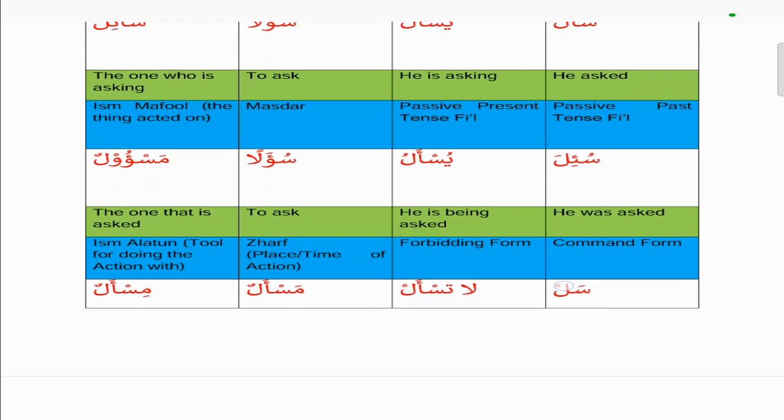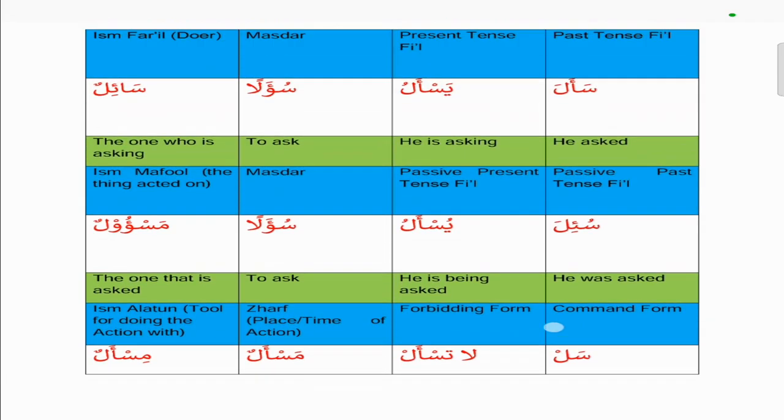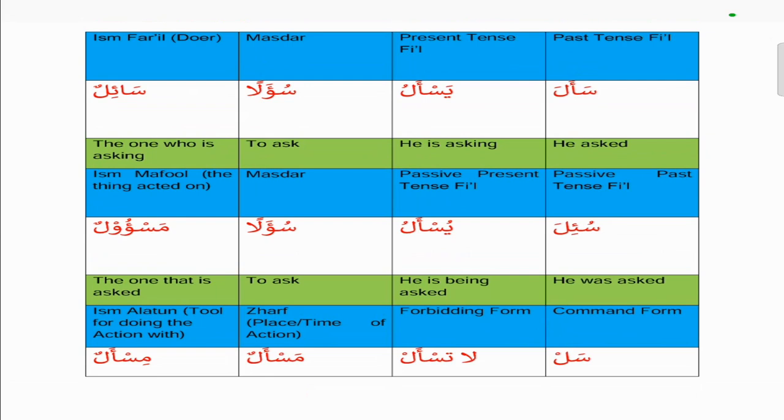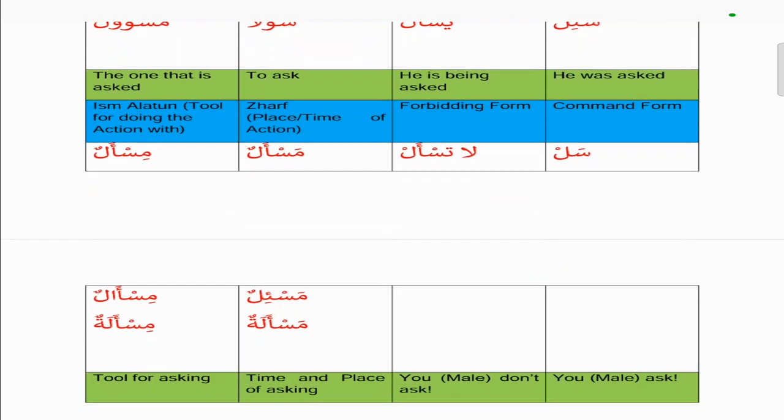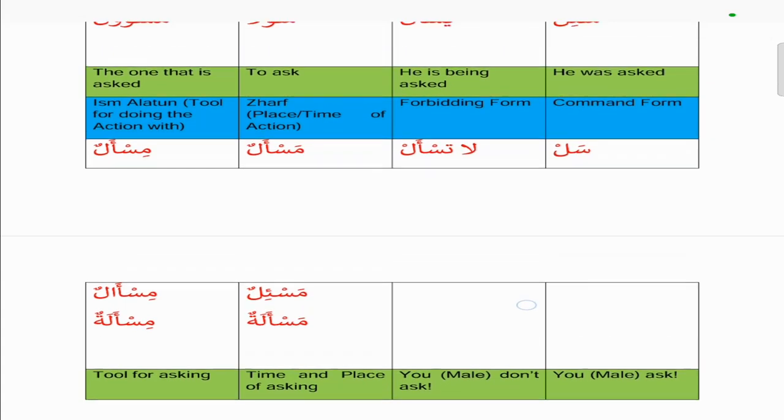And the forbidding form, so that means you, male, don't ask, is la tas'al. So same thing again, take the anta version from the present tense, tas'alu, make it in the lightest version, the dhamma on the lam becomes a sukoon, tas'al, and then add the la in front of it, la tas'al. And the zarf is as per usual the 3 versions that we learned, so mas'alun, mas'ilun, and mas'alatun, so that follows a normal pattern. And the ism alah, again, the tool for asking, follows the same pattern that we learned, the template mis'alun, and mis'alatun.